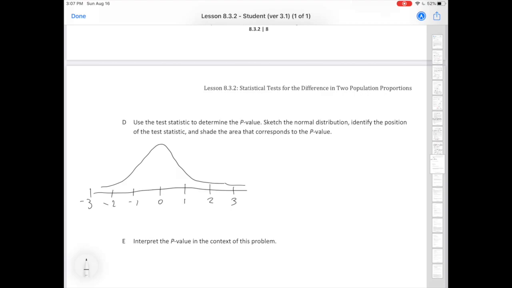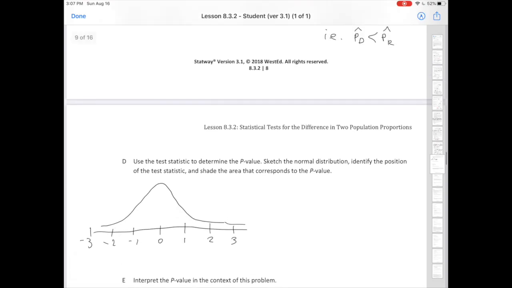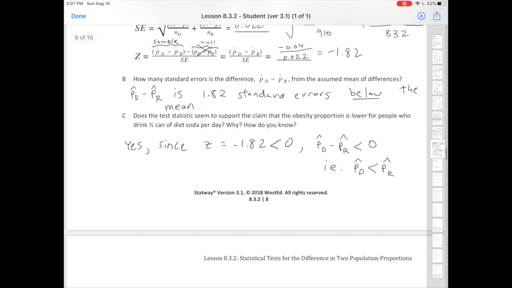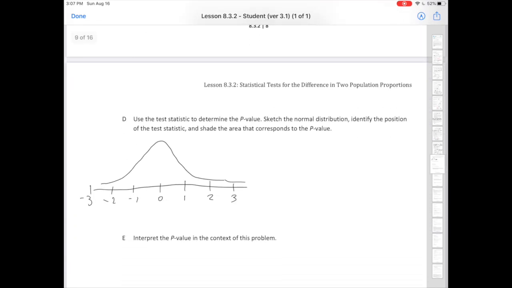So if those are each standard deviations, remember we are at negative 1.82 for a z-score. So what that means is that we're about right here. We are at negative 1.82. That is the p-value. The p-value is the shaded part in here, right? That's what we are interested in. We want to know if that tiny little area is small enough for us to consider this statistically significant.